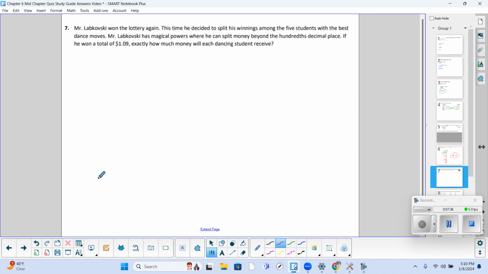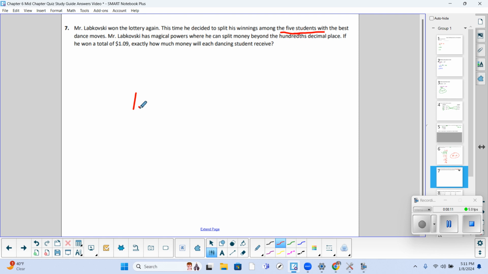Number 7. Mr. Lipkovsky won the lottery again. This time he decided to split his winnings among the 5 students with the best dance moves. Interesting choice. Mr. Lipkovsky has magical powers where he can split money beyond the 100th decimal place. It's good to know. If he won a total of $1.09, that's a big lottery winning. Exactly how much will each dancing student receive?